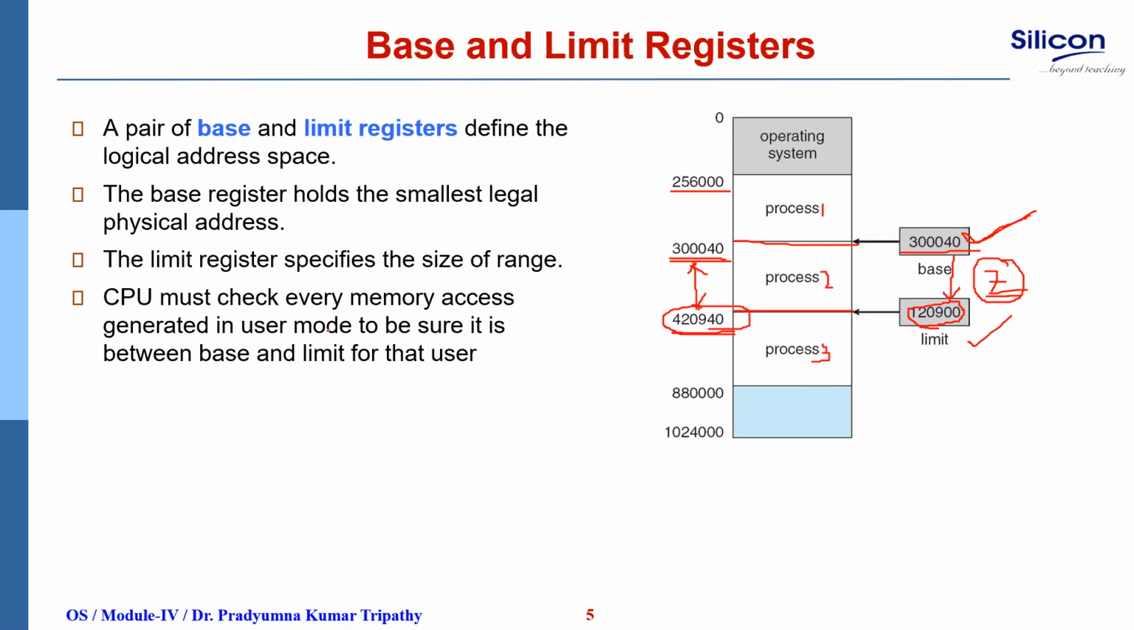So the CPU must check every memory access generated in user mode to be sure it is between base and limit of that user. So what is a valid address for process 2? What is a valid address for process 2? Can anyone answer?